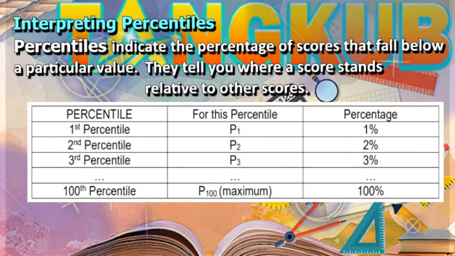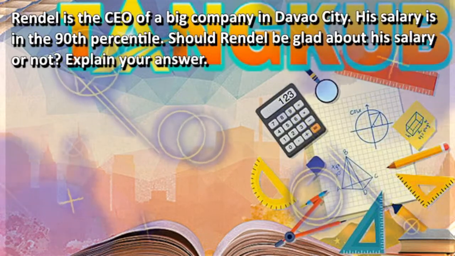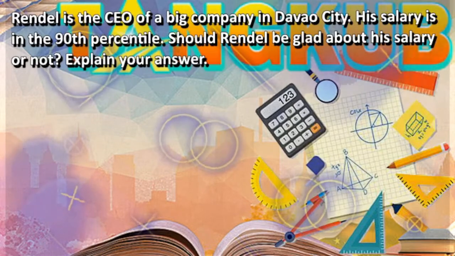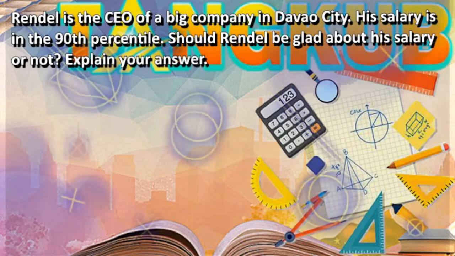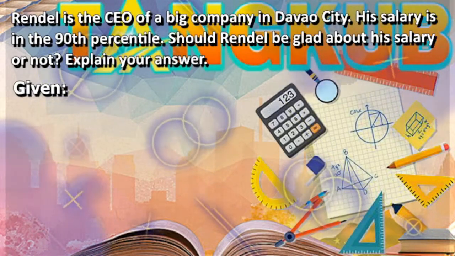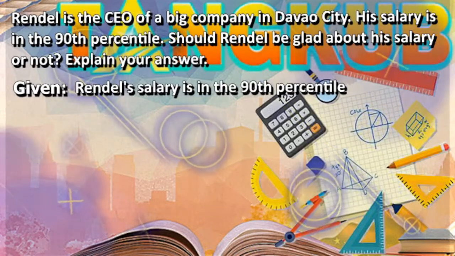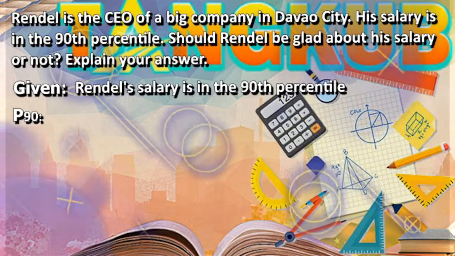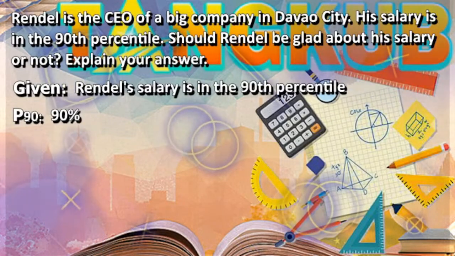Now, let us have question number 1. Rendell is the CEO of a big company in Davao City. His salary is in the 90th percentile. Should Rendell be glad about his salary or not? Explain your answer. Now, to interpret this, let us first identify the given. Rendell's salary is in the 90th percentile. Then now, let us identify the equivalent of percentile 90. Well, we have just learned that percentile 90 is equal to 90%.